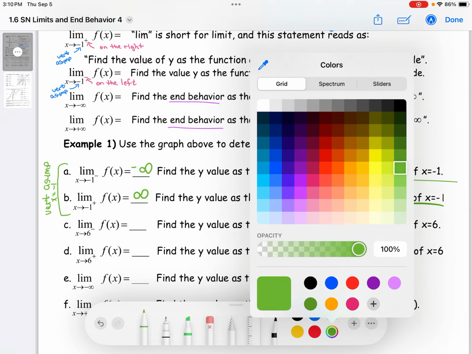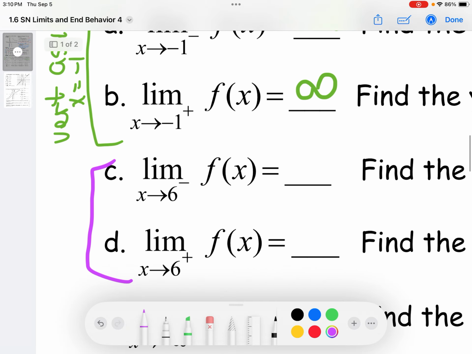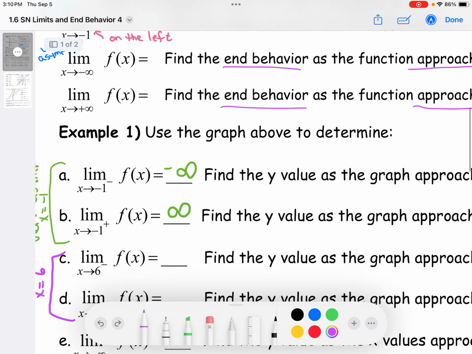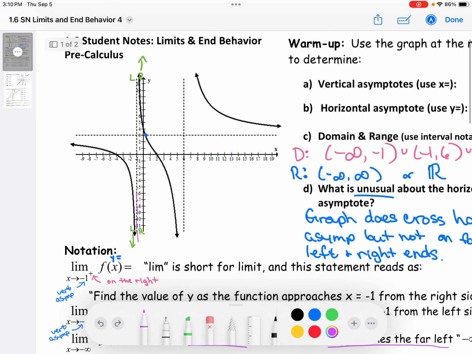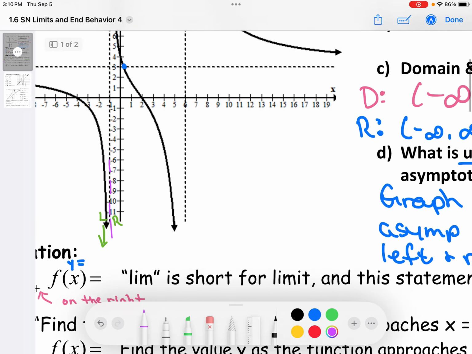Now, let's look at the limits at the other vertical asymptote. C and D are asking you about the limits at the vertical asymptote at x equals 6. That's what x approaching 6 is indicating. At the vertical asymptote at x equals 6, label the top, left, right, and the bottom, left, right, of that dashed vertical line.